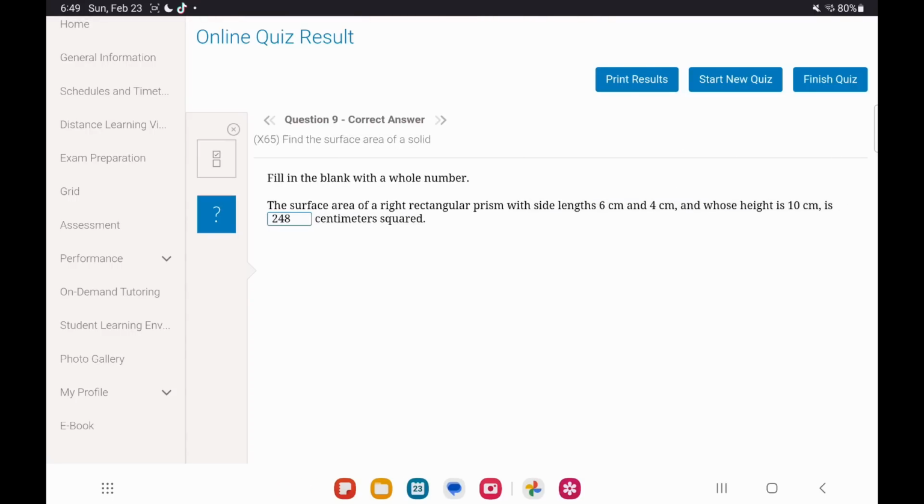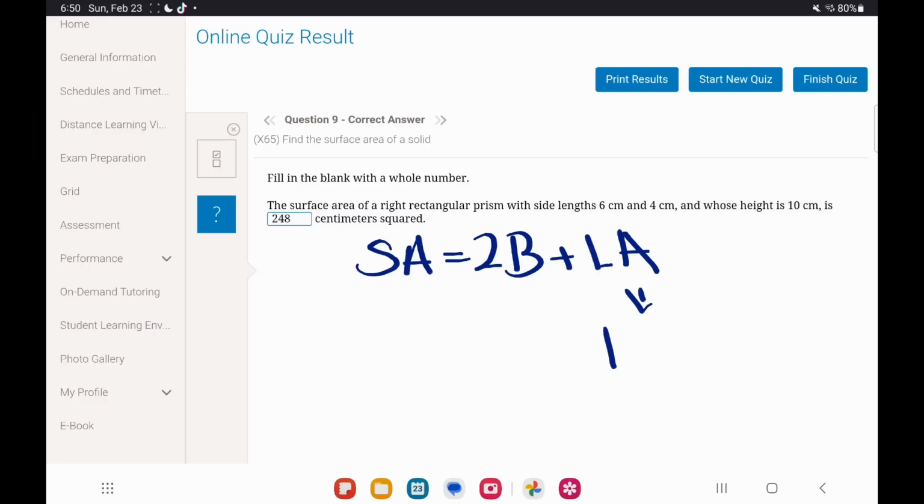Okay, the surface area. Surface area of a prism is equal to, so SA equal 2 times the base and then plus lateral area. Okay, so here first we have to find lateral area. Lateral area is perimeter times height, okay? We have the height, now we just need to find the perimeter, okay? So let me write it here, LA is P times height, okay?